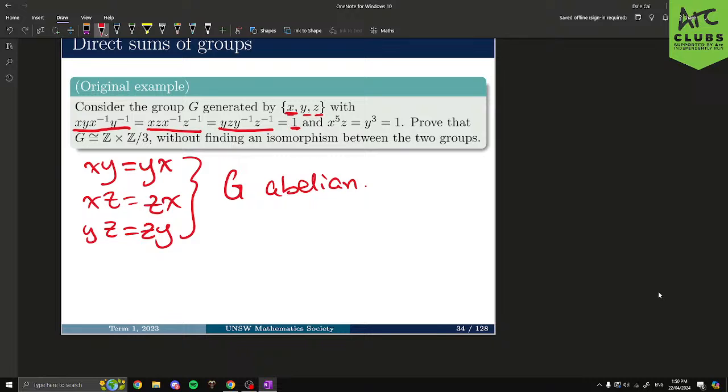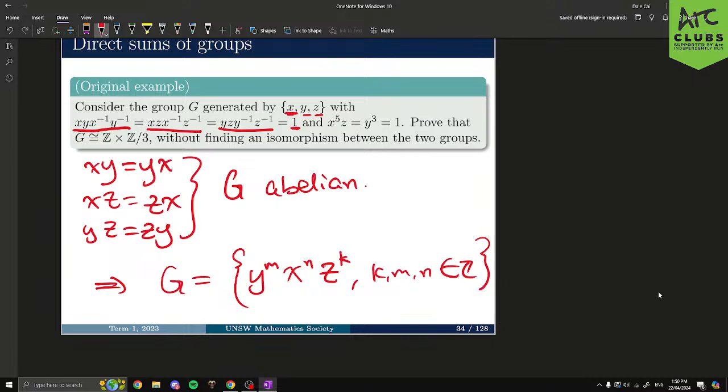What's the consequence of that? Since every element in G is a word in x, y, and z, and since it's abelian, I can move all the x's to the left. I'll move all the y's to the left. Let's say the total power is m. Then I can move all the x's to the middle, and then all the z's to the right, where k, m, and n are integers.